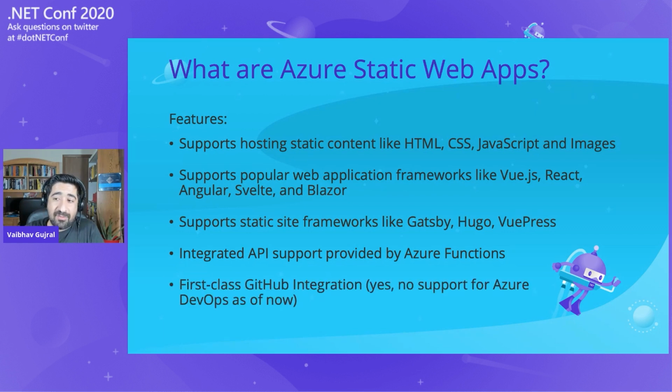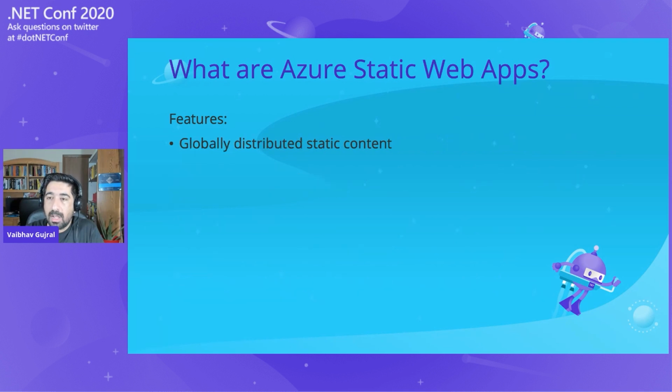Azure Static Web Apps comes with a first-class GitHub integration. As I was saying, it creates a GitHub Action workflow for you automatically. And yes, there is no support for Azure DevOps as of now.